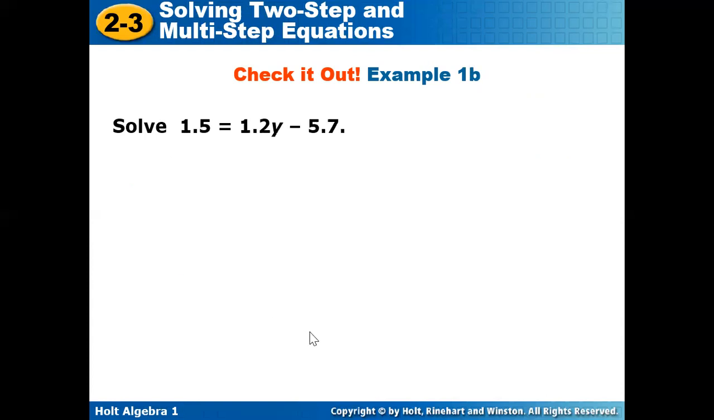Works just the same with decimals. You just have to make sure that you're paying attention to your decimals and where they are. So try this one and then come back for the solution.